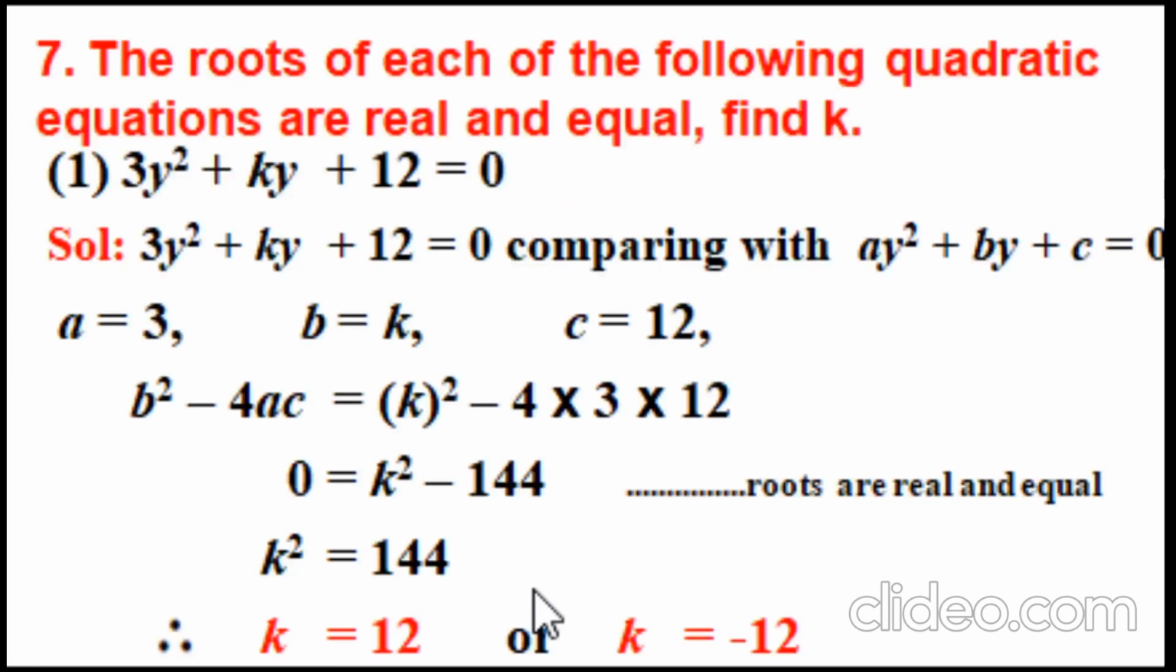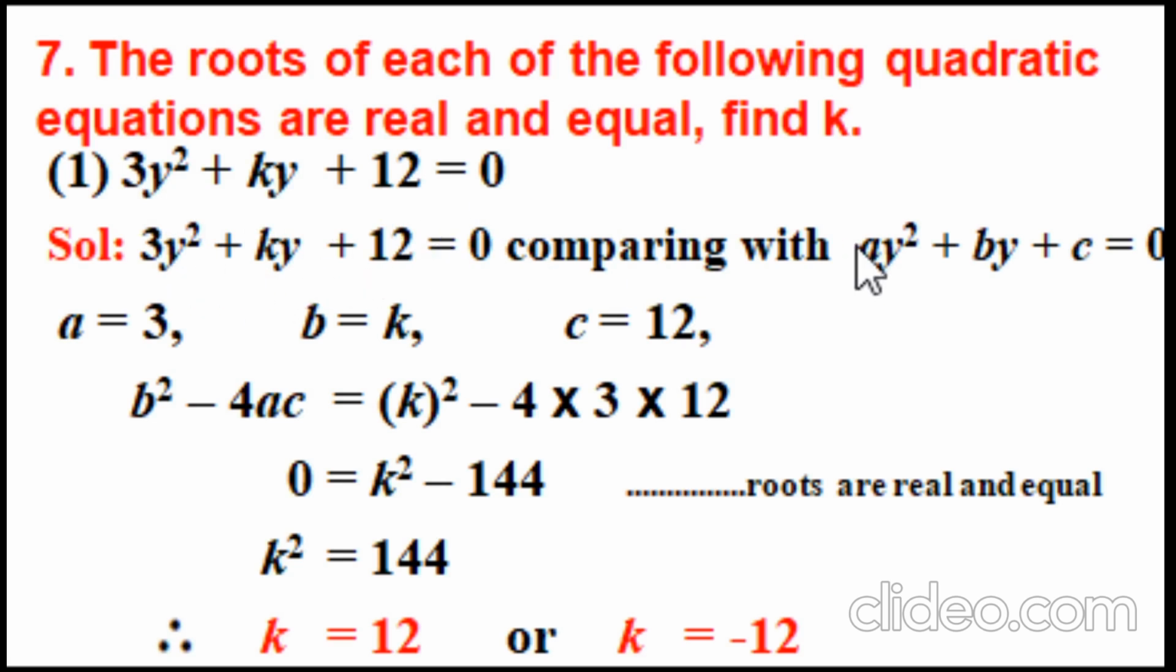We have skipped question number 5 and 6 for you to solve. Question number 7. The roots of each of the following quadratic equations are real and equal. Find the value of k. We have to find the value of k. So the equation is 3y square plus ky plus 12 is equal to 0.